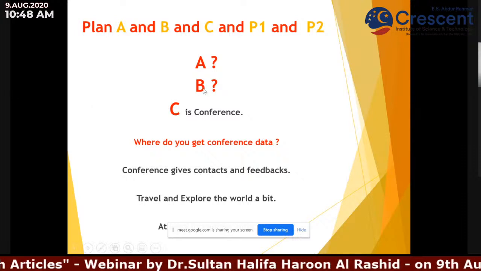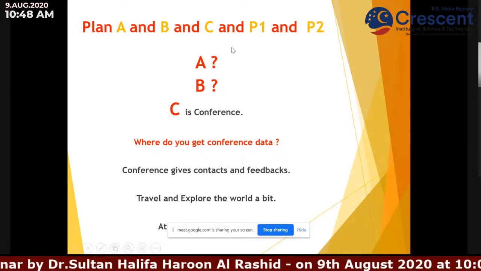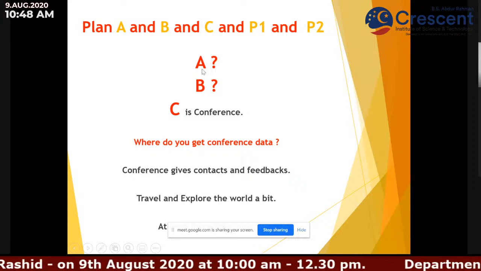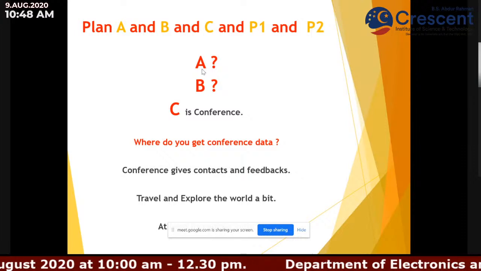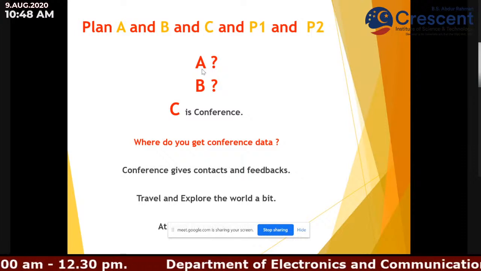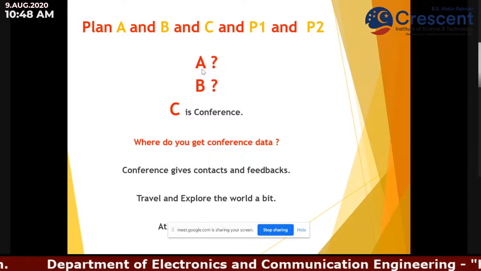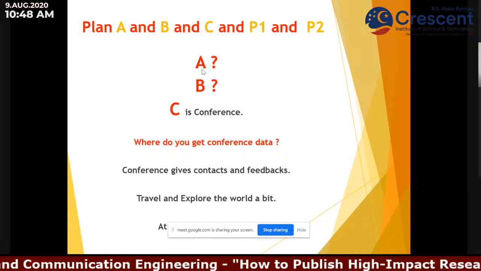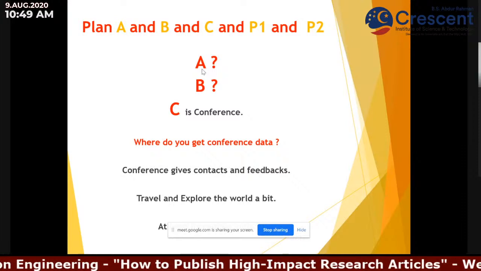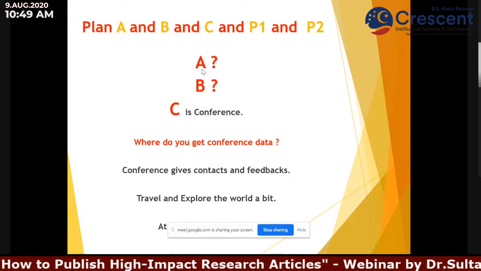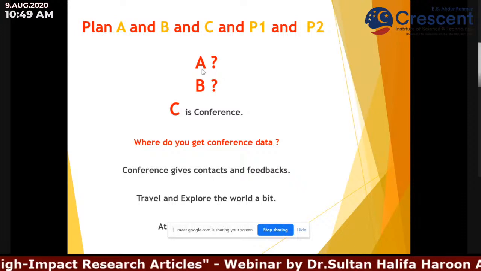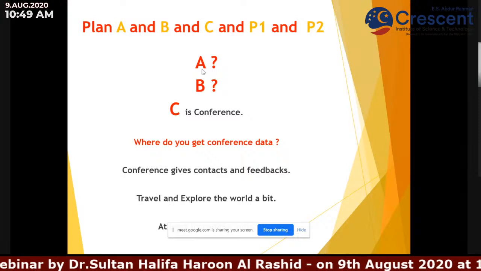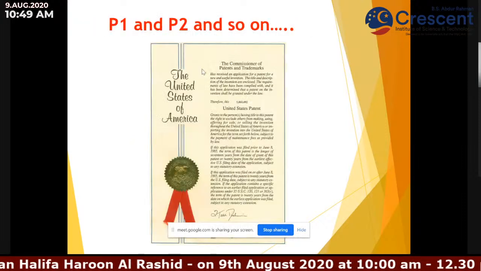So this is where you've got to be very careful. Make sure you publish your low impact work in conferences. Like I said, if you're doing COVID-19 research, publish all your main research in high impact papers. If there are any small supporting experiments left over, which can be associated with your major research, put that into a conference. Okay, now what is P1 and P2?